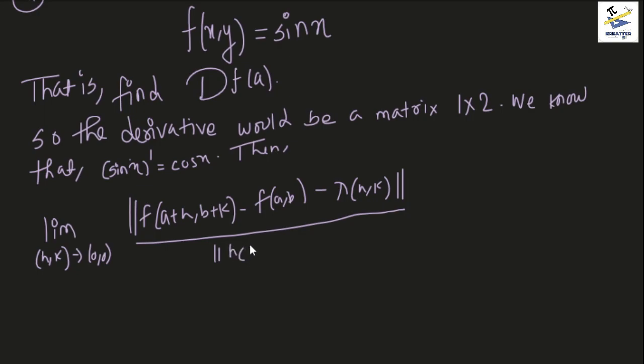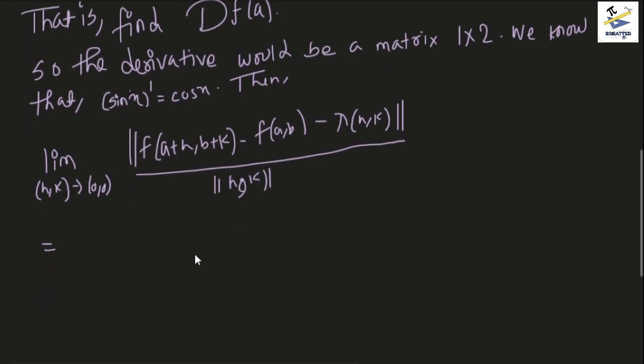So it's just like iterated limits, but this works. Now our linear transformation lambda, we want that to be cosine of a times x, because at a it's basically cosine of a. So we have the limit as (h,k) goes to 0.